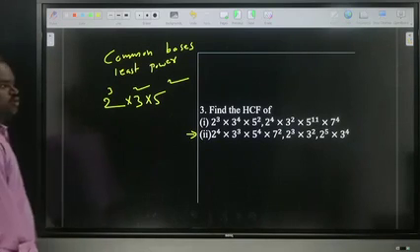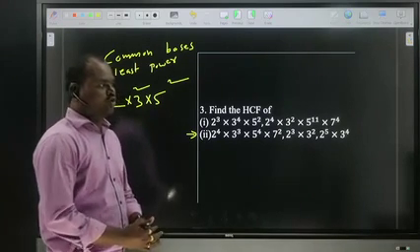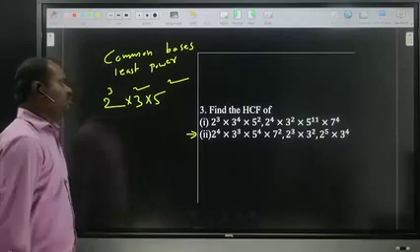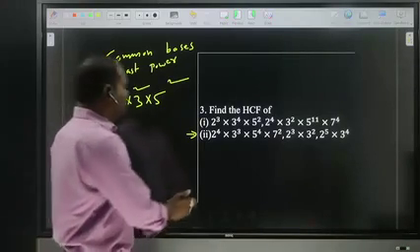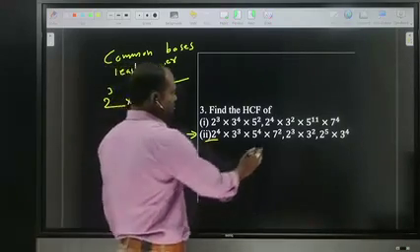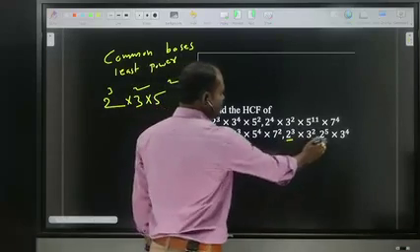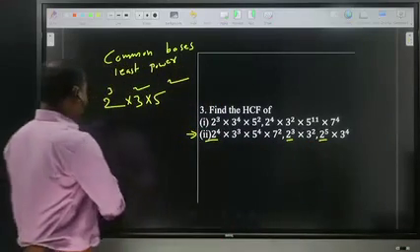Right, ma? 2 cube into 3 square. What is the common base, ma? If you observe carefully, 2 here, there, and here also, there. 2 is the common base.